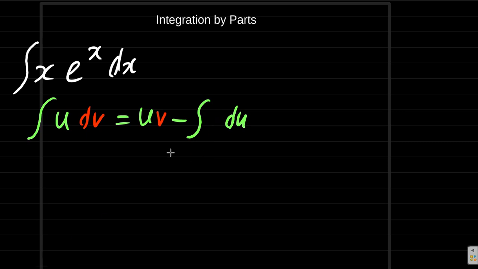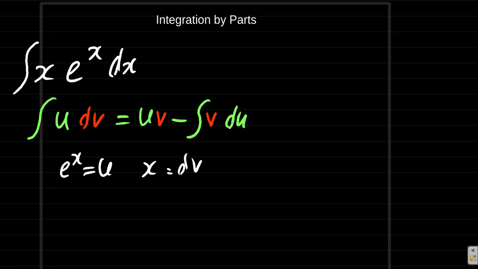Now, here, which one do we use as u and dv? One of them is u. You differentiate u. Suppose you consider e to the x to be u and x to be dv. How would things work out?